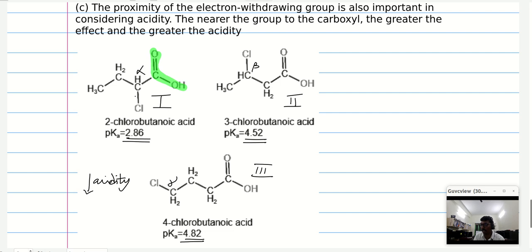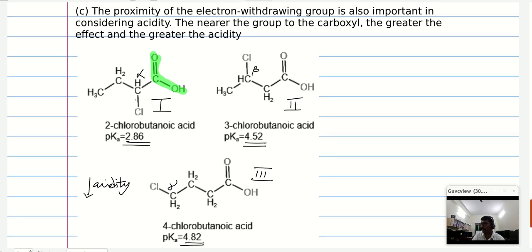The reason why this is happening is that the farther you go away from the carboxylate, the less effective is the electron withdrawing ability of the electron withdrawing group. So the proximity of the electron withdrawing group is important in considering the acidity. The nearer the group to the carboxyl, the greater is the minus I effect and the greater is the acidity.